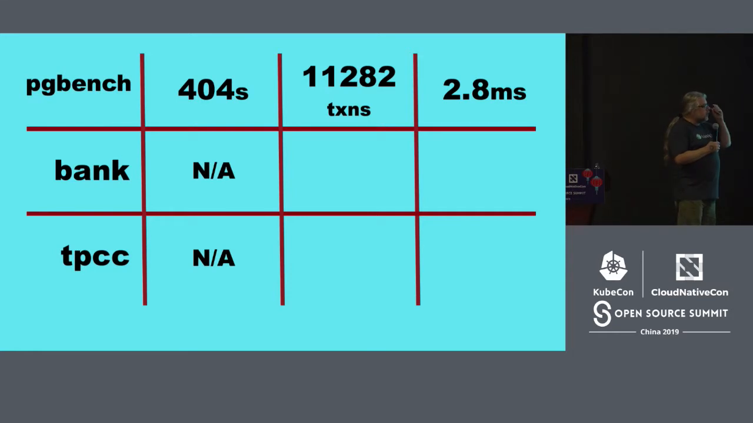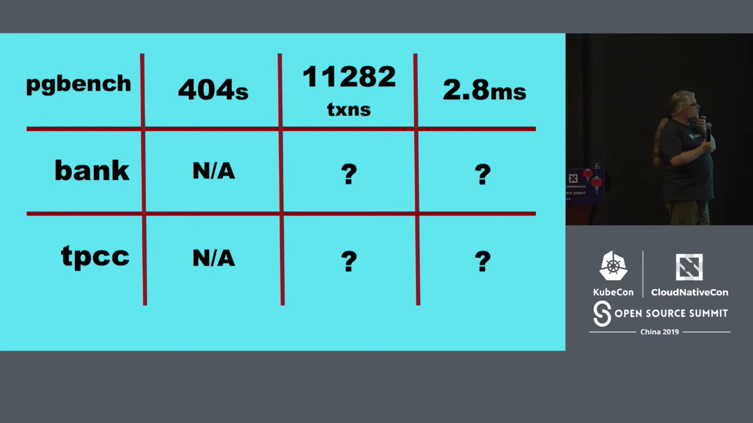So on the bare thing, for pgbench, 404 seconds for the bulk load. Again, lower is better here. 404 seconds for the bulk load, 11,000 transactions per second. So I'm actually doing slightly better than the file system. There we see Postgres's batch writing kicking in. And then an average latency of 2.8 milliseconds.